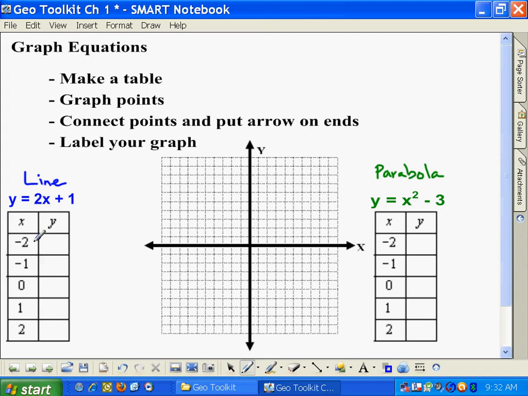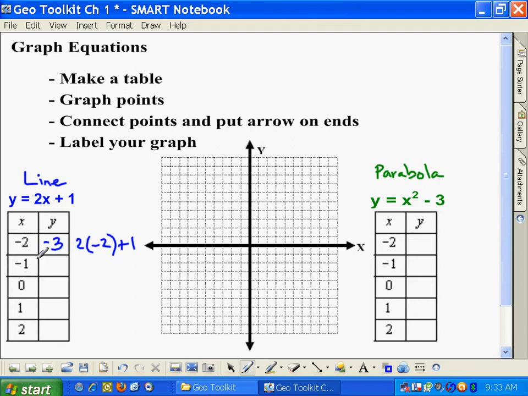So in this first point here, x equals -2. So we use this equation here. We say y equals 2 times -2 plus 1. So that's 2x plus 1. Now 2 times -2 is -4, and -4 plus 1 is -3. So our first point is going to be (-2, -3).